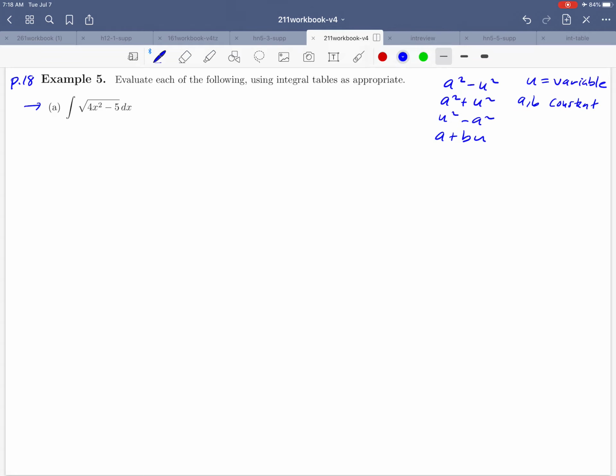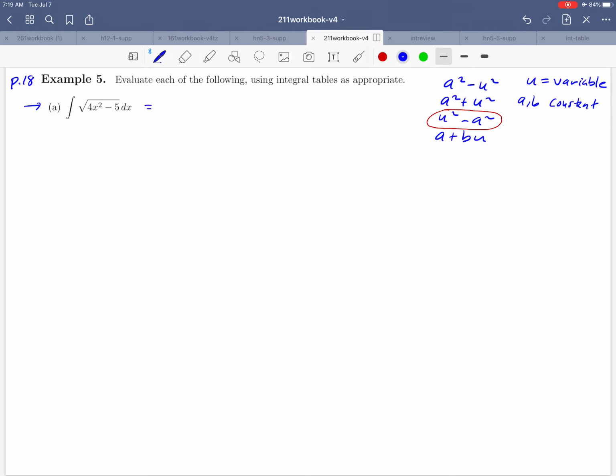So the square root of 4x squared minus 5. If you had to pick one of those forms, which do you think fits the best? If I had to pick one, I would probably choose this one. I'm looking under the square root and noticing that we've got something with variables in it squared first. So it's probably going to be u squared minus a squared. If we make that observation at the start, it sort of gives us a roadmap as to how we might navigate our way through this problem.